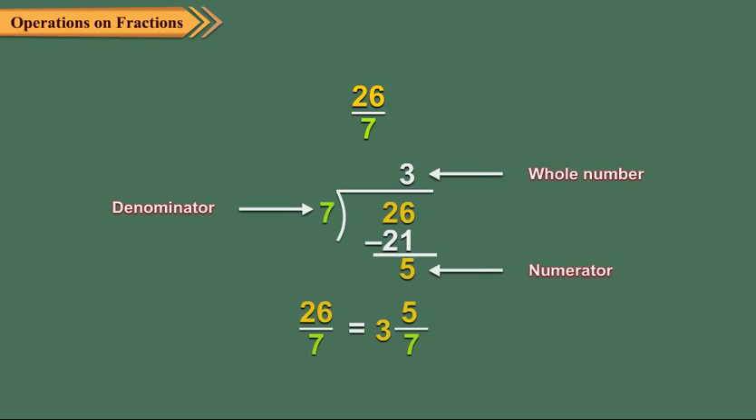Now let us convert 26 upon 7 into a mixed number. Divide the numerator of the improper fraction by its denominator. The quotient will be the whole number part. The remainder will be the numerator and the divisor will be the denominator of the required proper fraction.